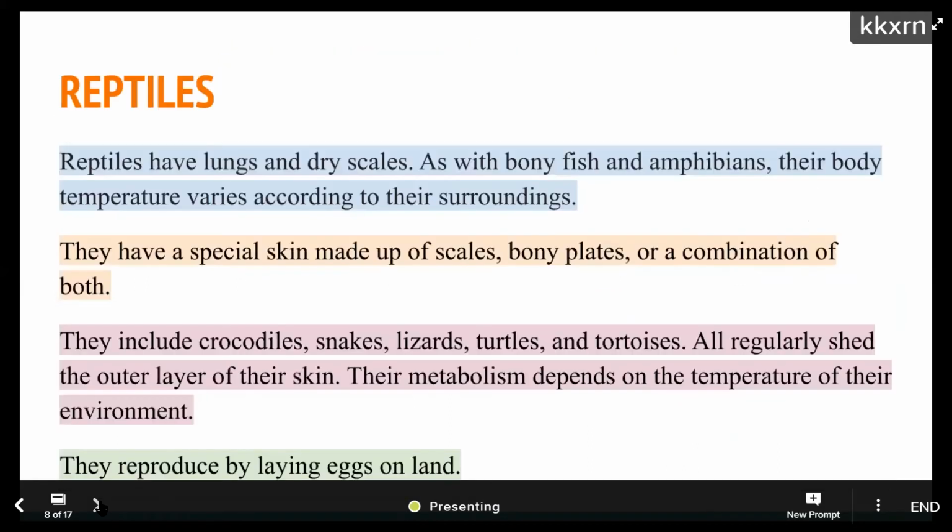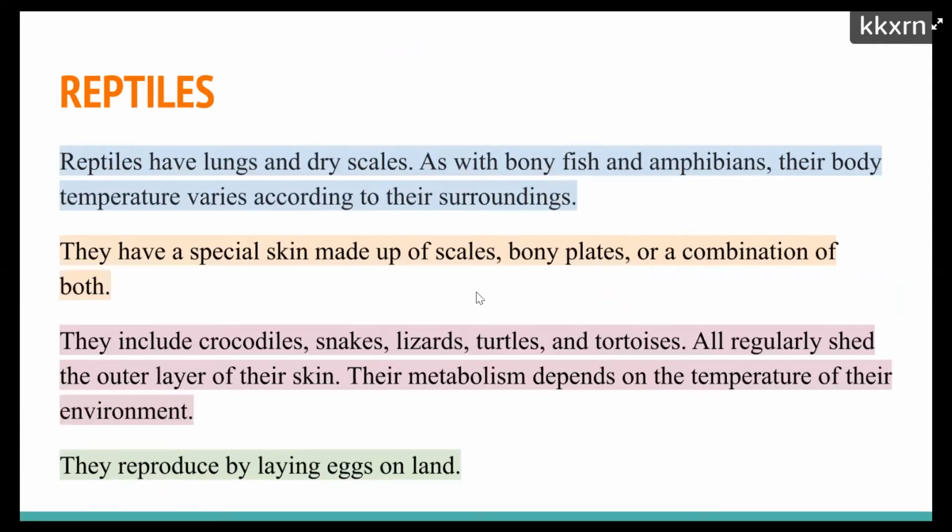Now, the next one, reptiles. The third group of vertebrates are reptiles. Reptiles, in fact, have dry scales, okay? Remember, we said that fish have wet scales. Wet scales, very good. Reptiles have lungs and dry scales. Most of them live on land, because we should know that some reptiles also live in water, but most of them live on land.